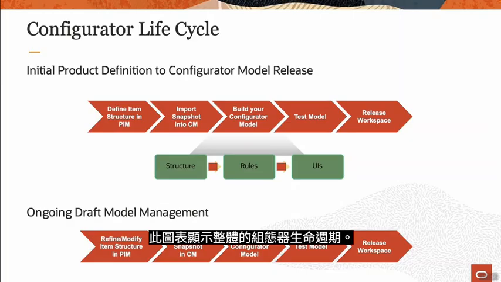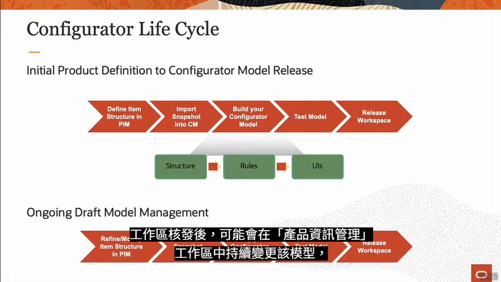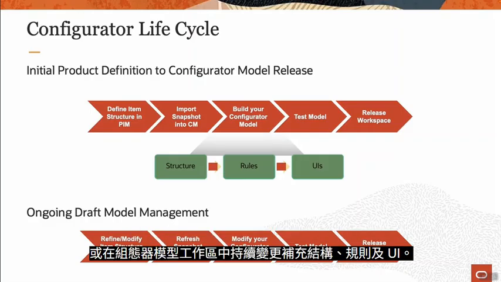This diagram shows the overall configurator lifecycle. In the Work Area Overview and Integration by Snapshots lesson, you learned how the lifecycle of a configurator model progresses from the initial definition of a product item to the release of the configurator model in a workspace. After the workspace is released, there are likely to be ongoing changes to that model in the Product Information Management work area, or to the supplemental structure, rules, and UIs in the configurator model's work area.